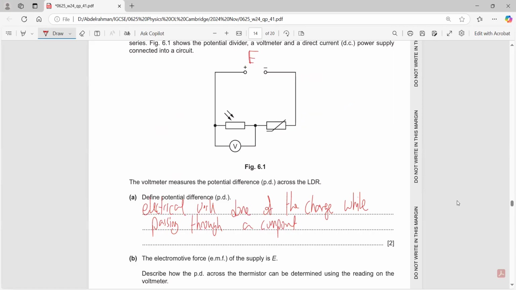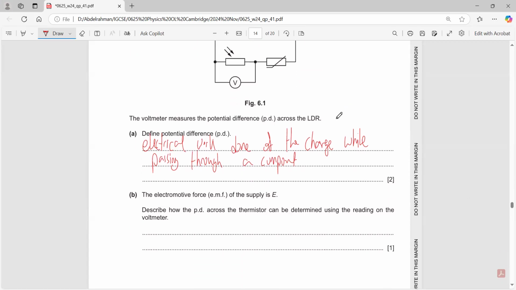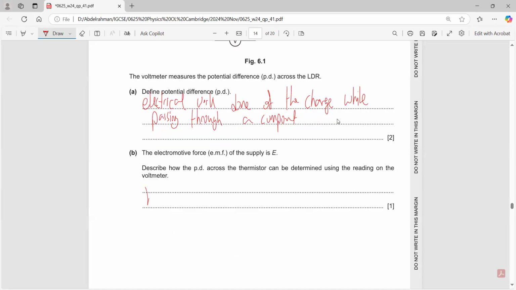If the total EMF of the battery is E, and the potential difference on the voltmeter is given, can I find the potential difference of the thermistor? Yes, by subtraction. All I need to do is E minus the reading on the voltmeter. That's all you do. Good. Okay, not bad.